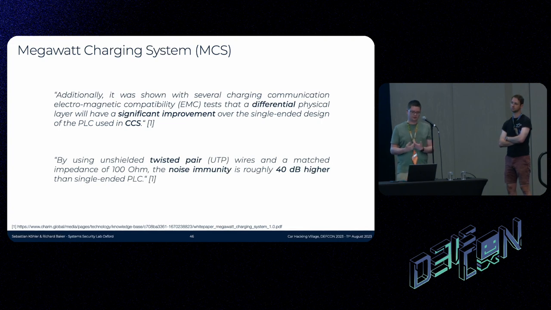And using a shielded, unshielded twisted pair UDP wire should also help to increase noise immunity. Roughly 40 dB higher is what Jarin is saying on their website. Jarin is the standardization body of CCS and MCS. But I would like to highlight here that even if you shield the cable, you use differential PLC and you use twisted pair, the signal could couple into other bits, like onto the PCB directly, so you could modulate your signal into a higher, high frequency carrier. So if you just make the wire not attackable, it doesn't mean the system is not attackable.